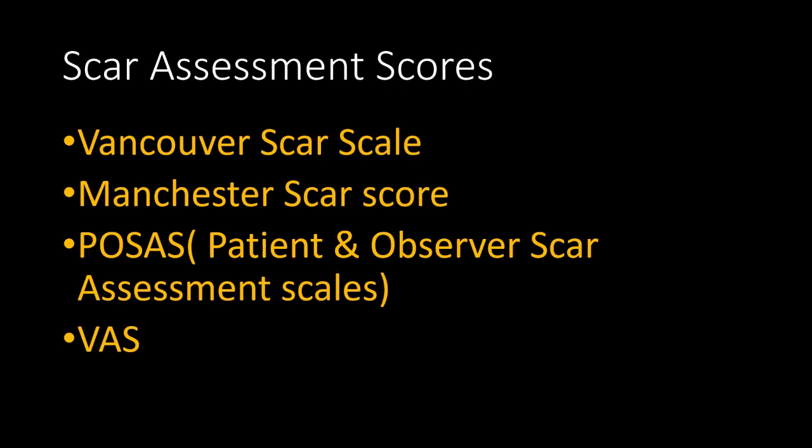Coming to the modalities for scar assessment, the Vancouver scar scale is the commonest scar scale which we use. We use it in clinical practice, we use it in exams. Apart from that, there are a variety of scar scales. Just to name a few, we have the Manchester scar score. Then there is the Patient and Observer Scar Assessment Scale, called POSAS, in which the patient is also involved in the assessment of the scar. And then we have our conventional VAS, the visual analog scale, which is typically used for assessment of pain, but in a modified manner can also be used to assess various types of scars.